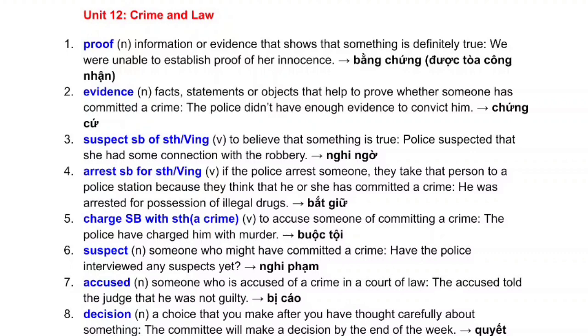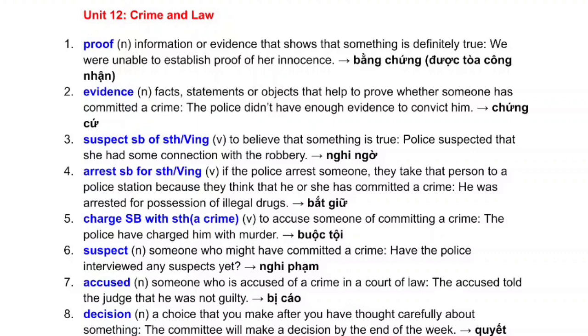Number 3. Suspect somebody of something or verbing. It means to believe that something is true. Example, police suspected that she had some connection with the robbery.